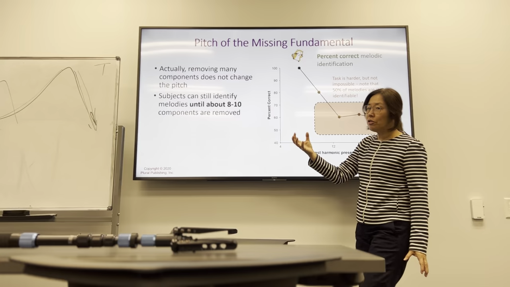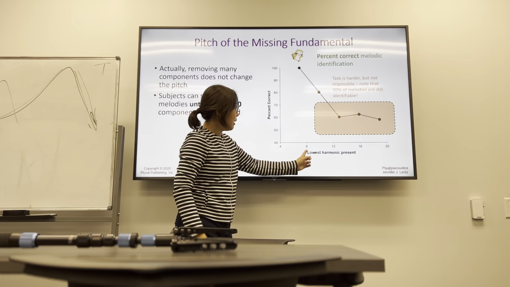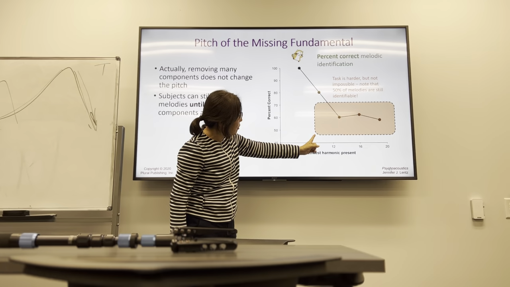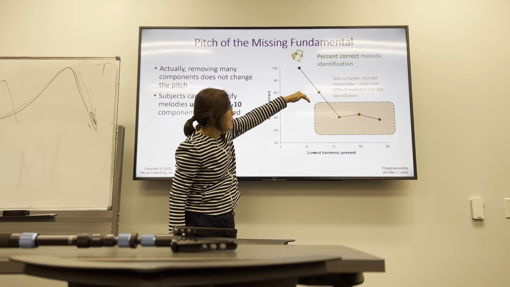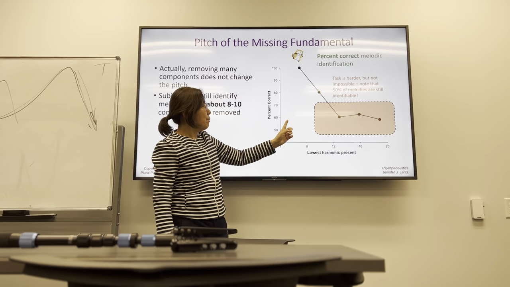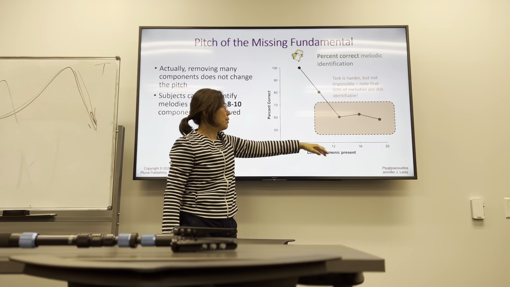Looks like you do fine up to about 8, where you get 100% detection. Then at about 10, it starts declining, and declines more beyond that. But it's not a complete drop. You still have a 50-50 chance.